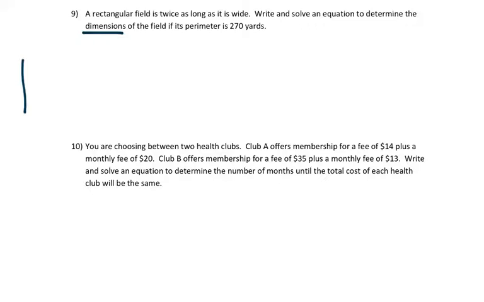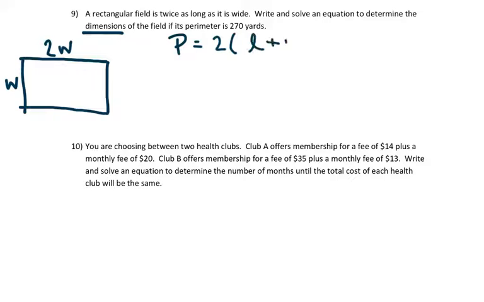So we're going to draw our rectangle, and it's twice as long as it is wide. But we don't know how wide it is, so I'm going to put W. And if it's twice as long, that means that the length is 2 times W. So once I have that, we have enough information to fill in the formula we talked about before. Here's the formula. We're going to plug in the numbers that we know. The perimeter is 270. And the length, although we don't know it, we do know it's 2W. And the width is W.